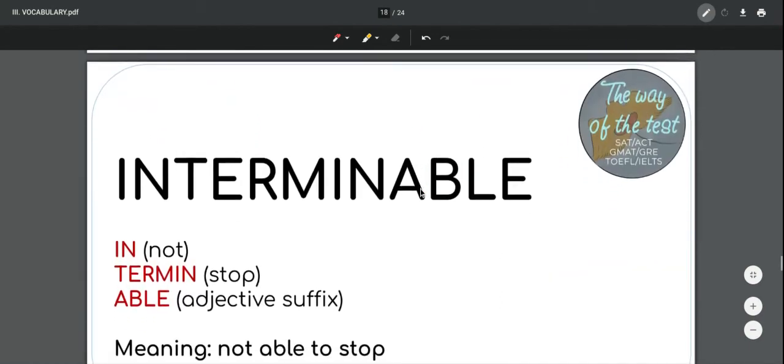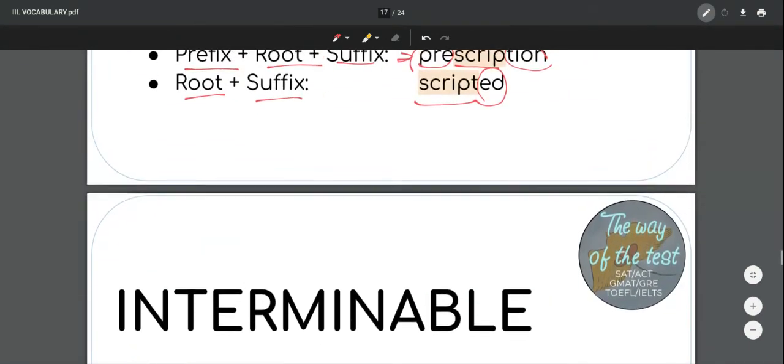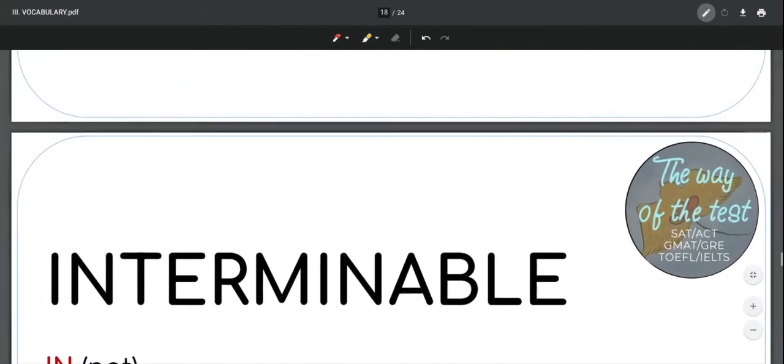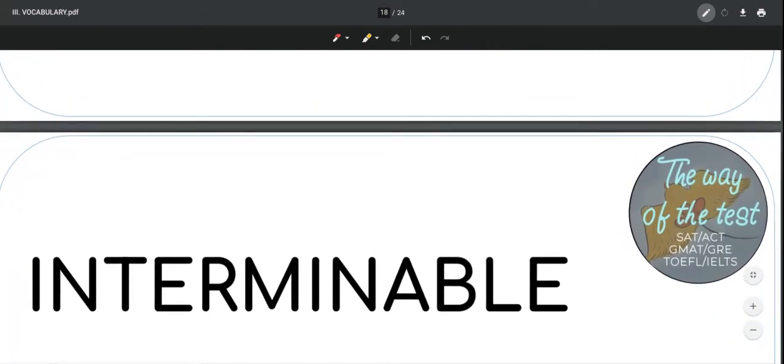Okay, we're going to do some practice. I want you to look at this word, interminable. You're kind of seeing the prefix, right? And I want you to separate it and find what is the prefix, the root, and the suffix. I'm just going to give you 10 seconds to do this. Okay, go.